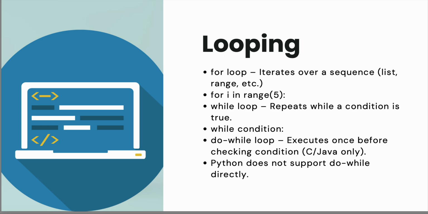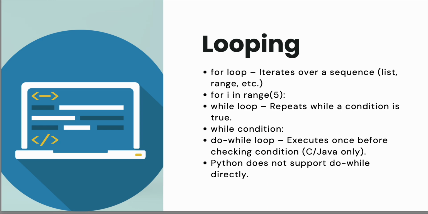So there are three main types of loops: for loop, while loop, and do while loop. For loop, we use especially when we know how many times to repeat. Maybe we have to repeat 5 times, maybe we have to repeat 10 times, then in this case we use for loop. And we can write for i in range 5, then our code works in that way. While loop is used especially when we don't know how many times we have to repeat. Maybe it repeats only when the condition is true.